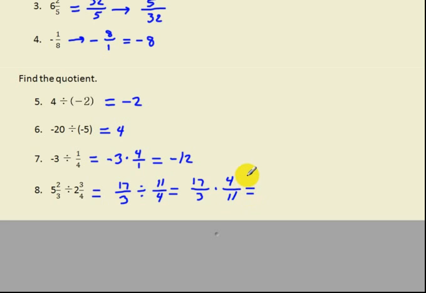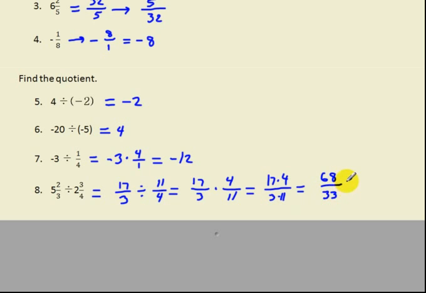Okay, now can we do any simplifying? In some cases you might prefer to simplify even before you carry out the multiplication. But in this case, there is no simplification because 3 is not a factor of 17 or 4, and 11 doesn't go into 4, obviously, or into 17. So there is no simplifying here. So we're going to have 17 times 4 in our numerator and 3 times 11 in our denominator. 4 times 17 will give us 68, and then 3 times 11 will give us 33.